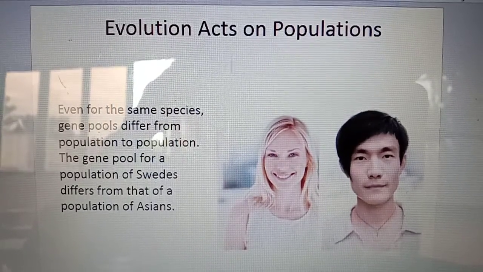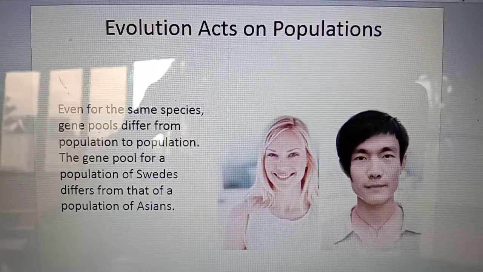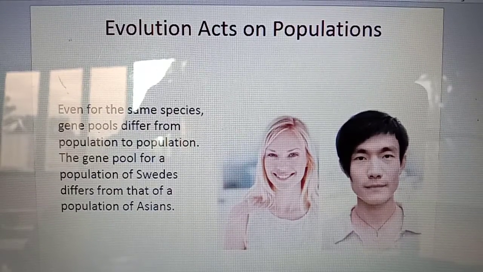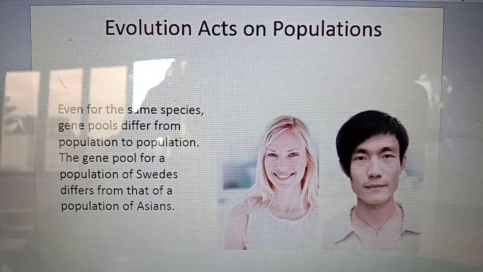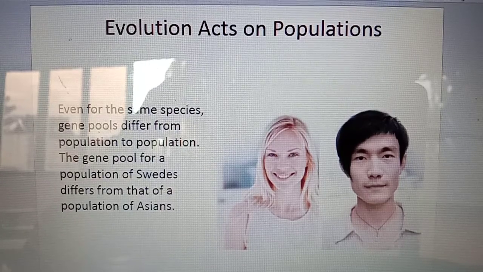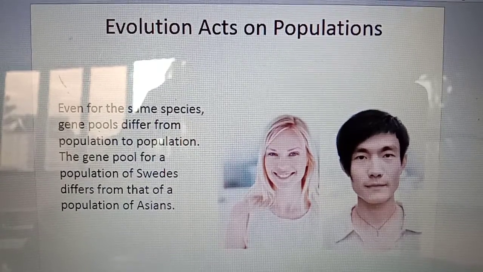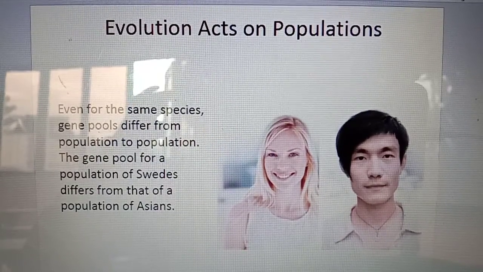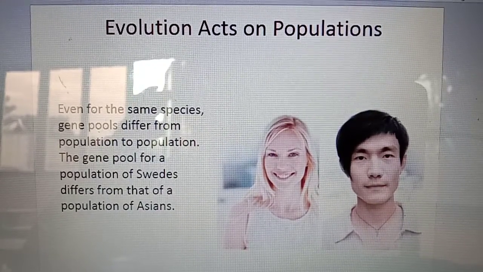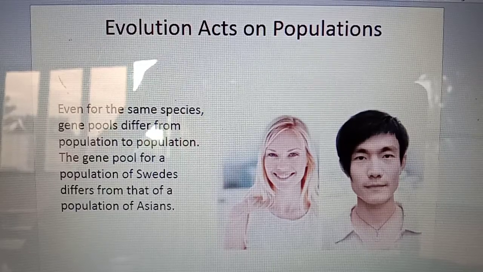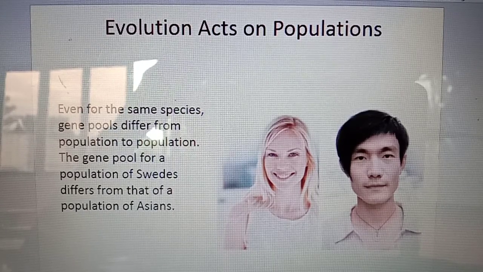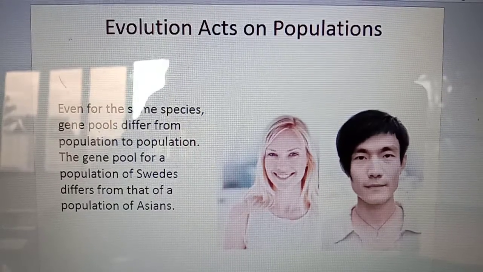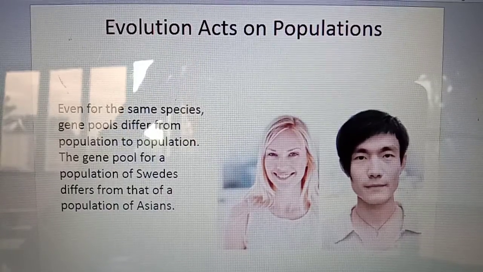If Swedes migrate to Asia and interbreed with locals, then allele frequencies in the gene pool will change and evolution has occurred. Okay, did you get that? Okay, now let's go to the first evidence of evolution.